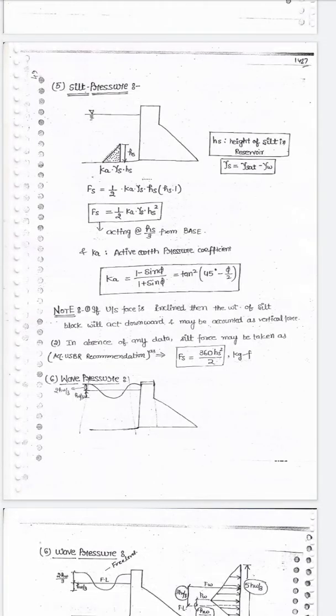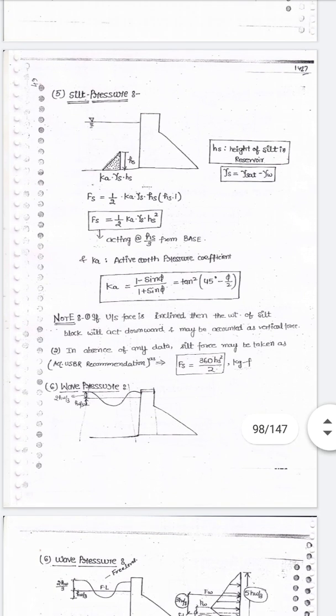So, hello students, in the series of the water resource engineering subject, we were discussing various forces acting on the gravity dam. Now, come to the next pressure, that is silt pressure.